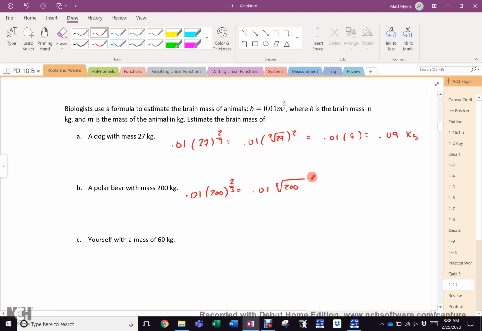Now, since 200 doesn't have a cube root, what should I do with that squared? I should put it under there, actually square 200, factor it, bring out your groups of three, and then multiply that by 0.01. But that would give me a number like 75 cube root 8. Now, would you ever say that any mass of your body was that? Of course not. You would give a number. Like, I would never say that I weigh 2 root 55 pounds. Would I? Because that means nothing to any of us, right?